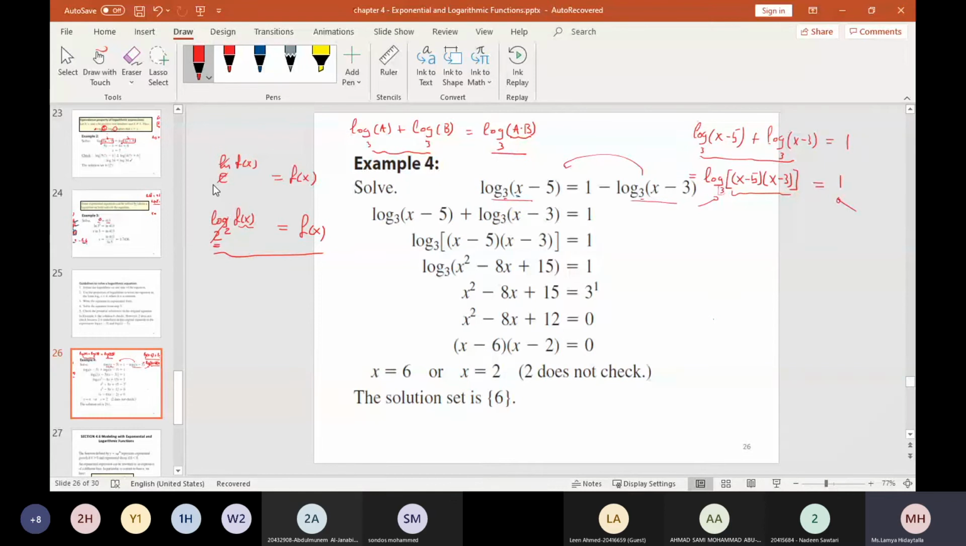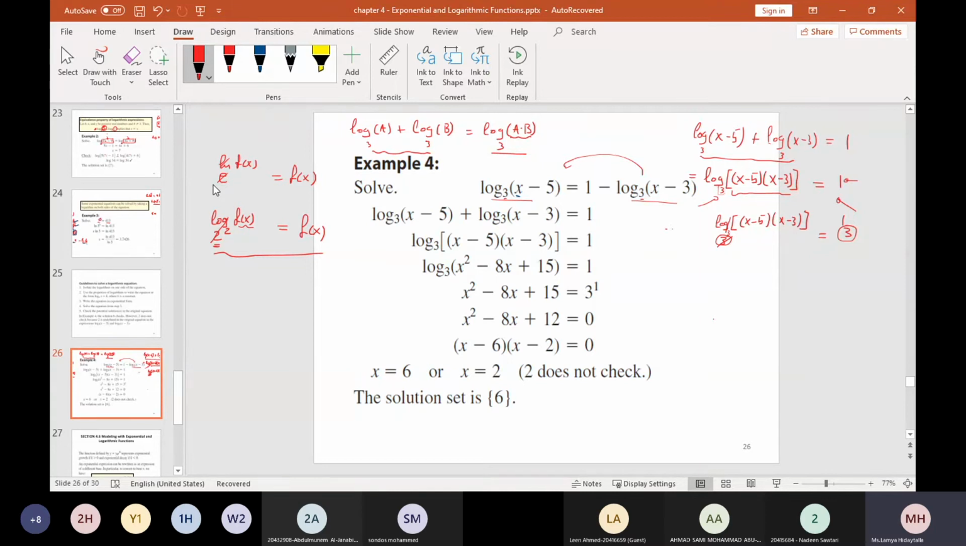The base I'm going to take is 3. So we will have 3 to the power log of our argument (x minus 5)(x minus 3) to the base 3. This should equal 3 to the power of this thing here, 1. So I got the exponent for both hands, this and this. And I know now this will go with that.